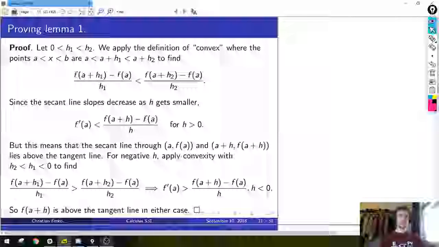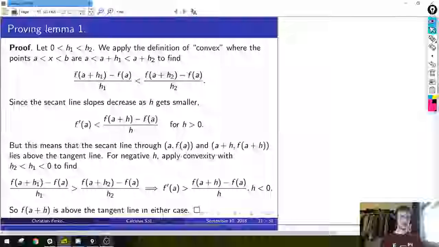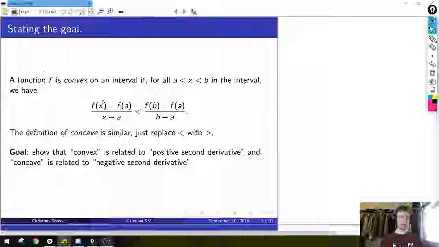Okay, so this is a bit dense, but we have two directions to go. Well, yeah, we have to prove it for both the positive h and the negative h. So here's the positive h part, and I'm going to pick 3 points, in fact. So 0 is less than h1 is less than h2. Remember this definition of convex we had a while back says that if it's convex, this thing holds whenever you have these 3 points, a less than x less than b.